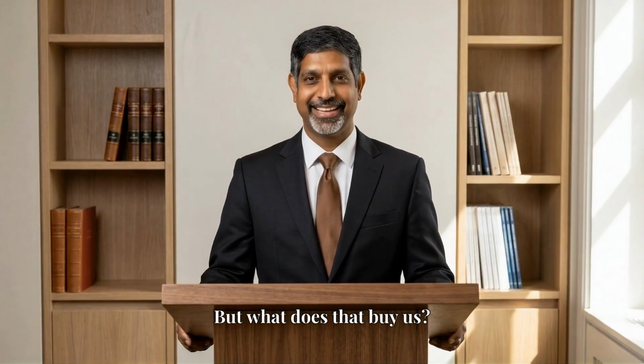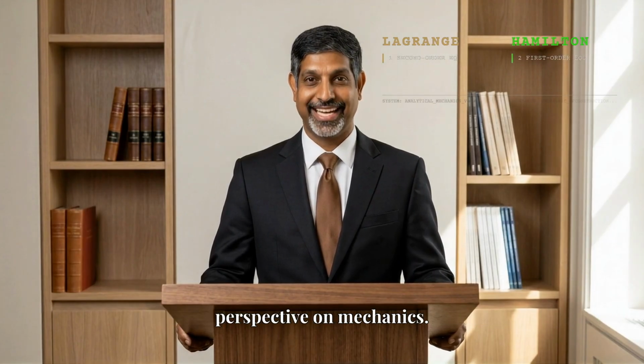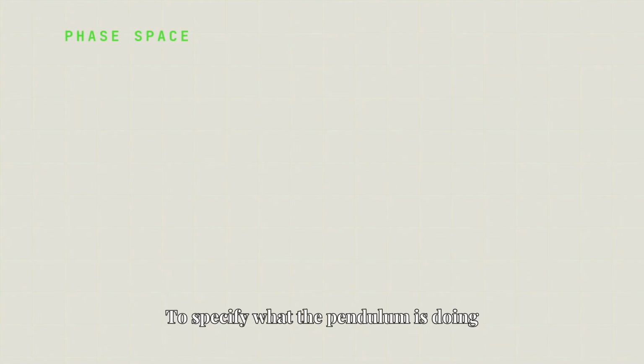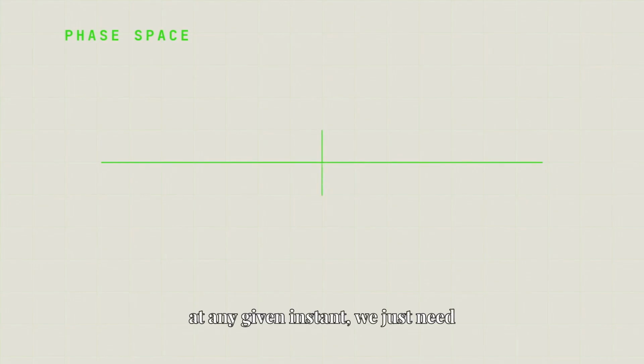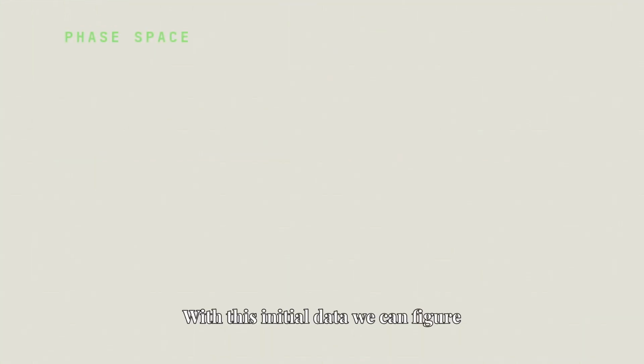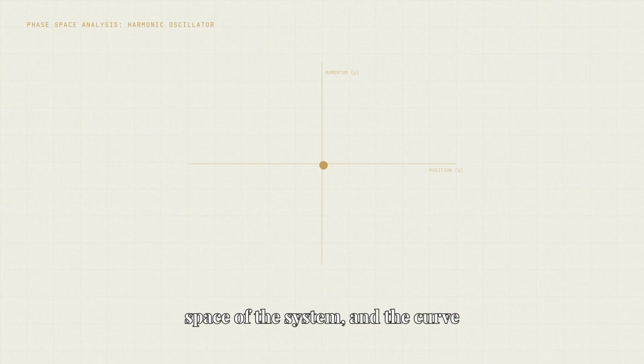But what does that buy us? Hamilton's equations give us a new geometric perspective on mechanics. As the pendulum moves, we trace out a curve in the theta-p plane known as a flow on phase space. To specify what the pendulum is doing at any given instant, we just need to give its position and velocity. With this initial data, we can figure out what the pendulum is doing at any later time. The theta-p plane is called the phase space of the system, and the curve is called a flow.